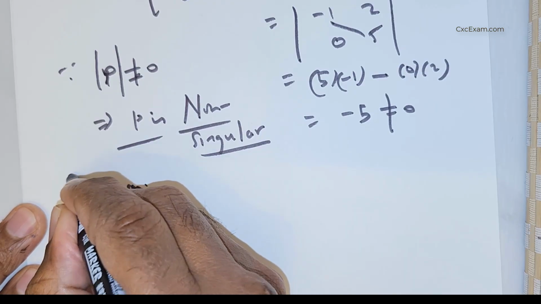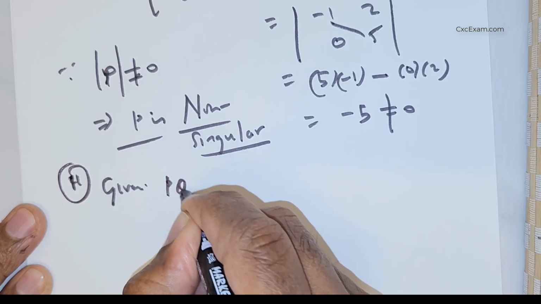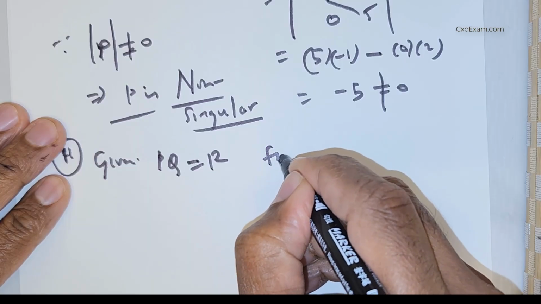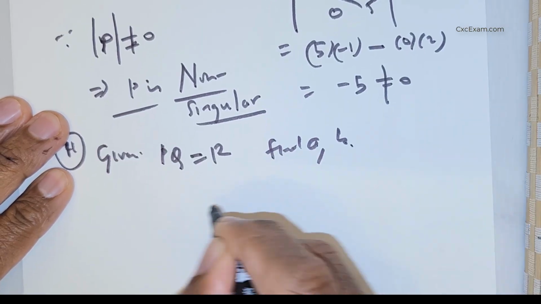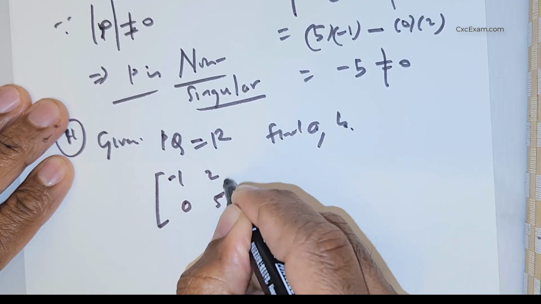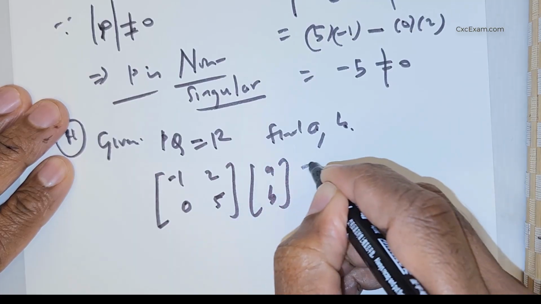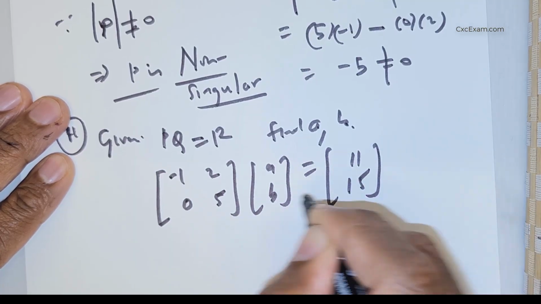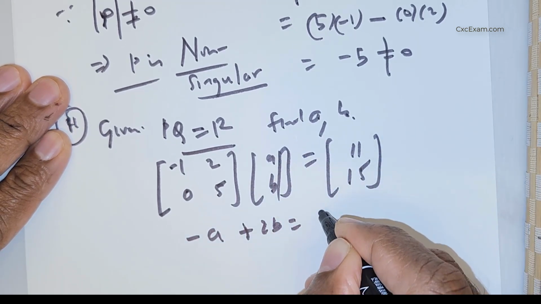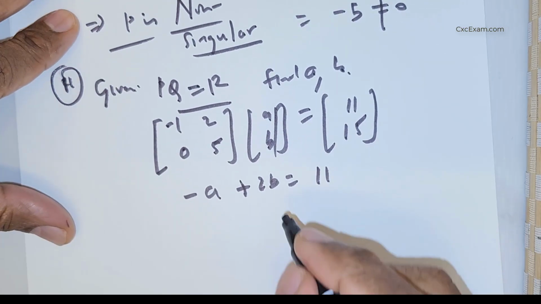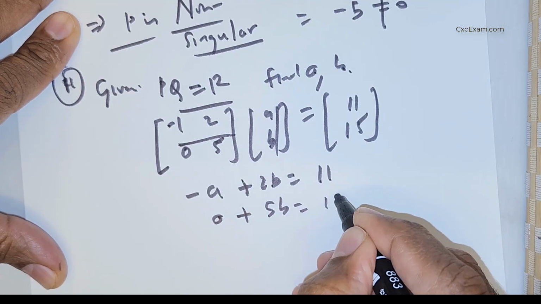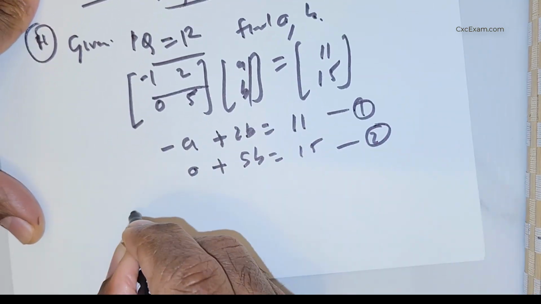This is part 2. Given PQ is equal to R, we have to find A and B. So P is -1, 2, 0, 5. My Q is A, B. My R is 11 and 15. So row with the column, multiply that. So -A plus 2 times B is equal to 11. 0 times A is 0, plus 5B is equal to 15. So this is 1 and 2.